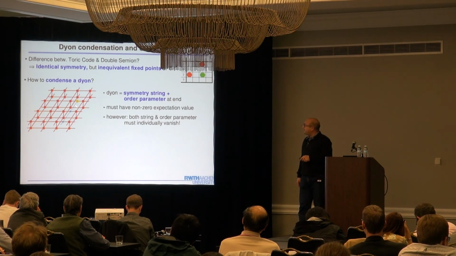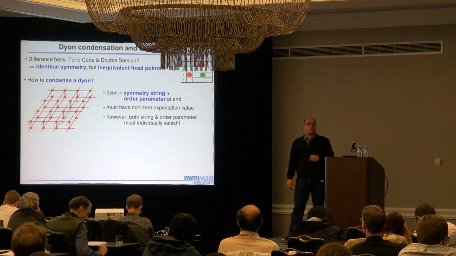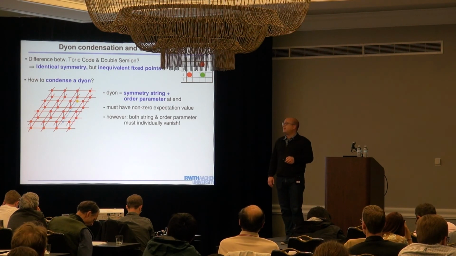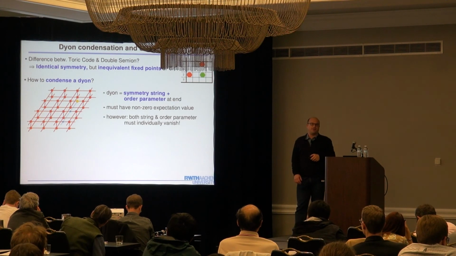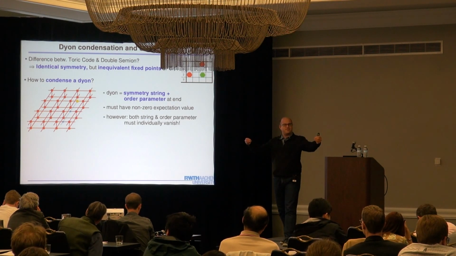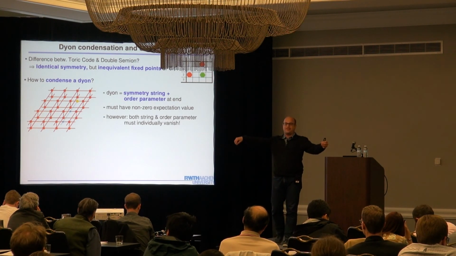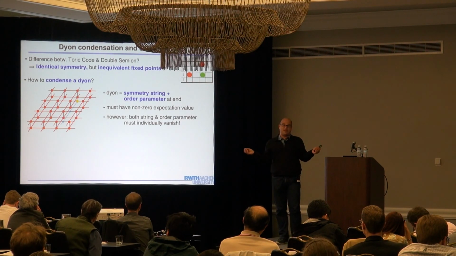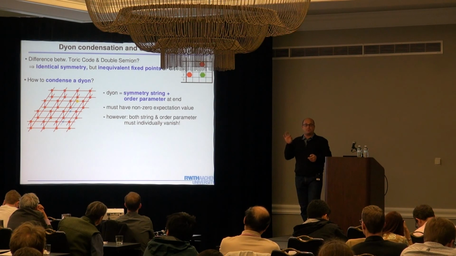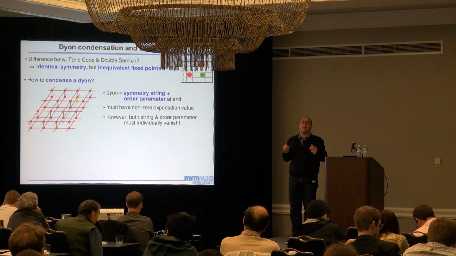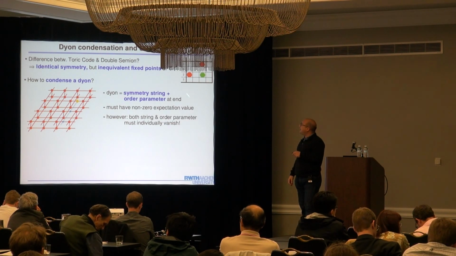However, you don't want the string alone to have a non-zero expectation value, because then the other object would condense. You also don't want the endpoint to have a non-zero expectation value. So you want the string alone to have zero expectation value, the endpoint alone to have zero expectation value, but the combination to have non-zero expectation value. And this is actually exactly what happens if you have symmetry-protected topological order. You have string order parameters. And this is exactly what happens here.